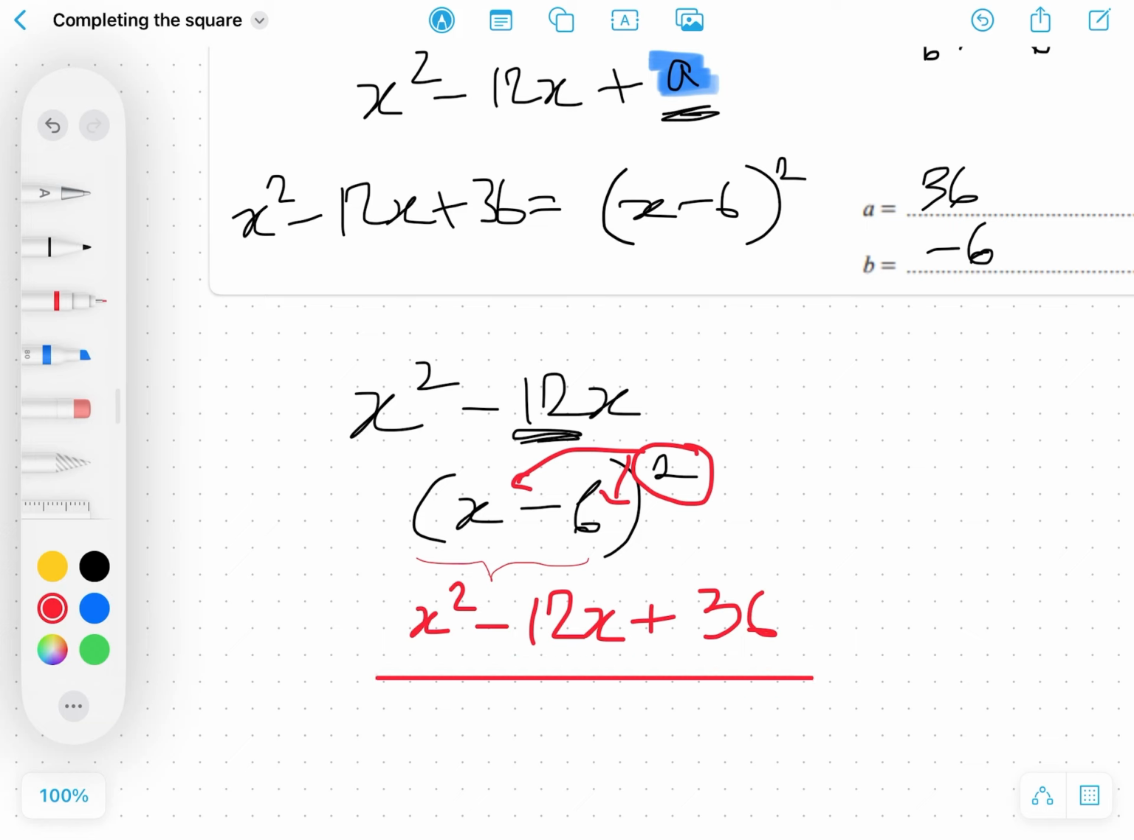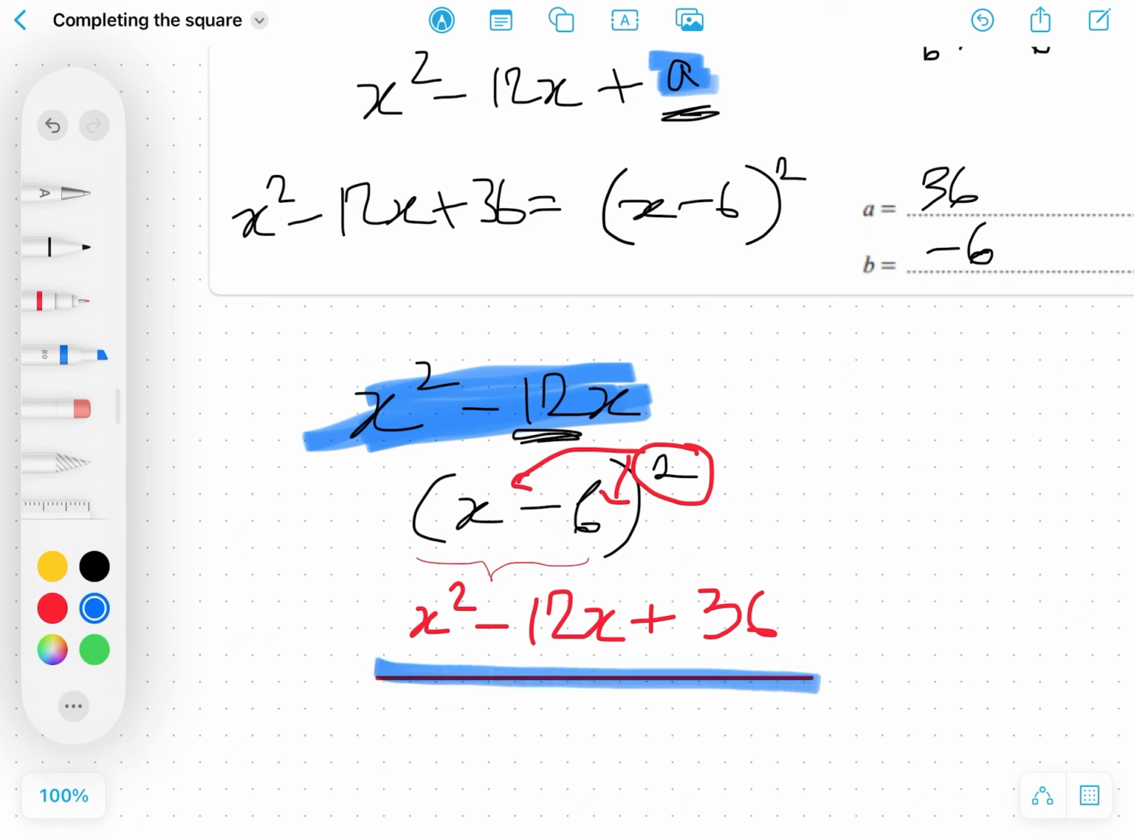But the original expression that we have is just x squared minus 12x. So what can we do to this expression right here to get it to be equal to x squared minus 12x? Well, we can subtract 36.